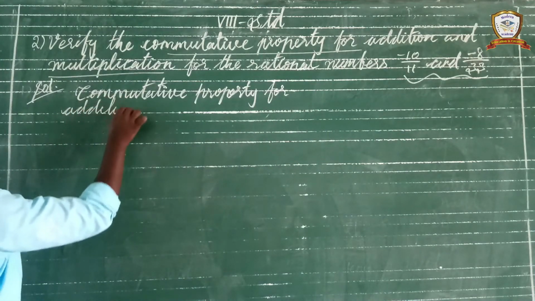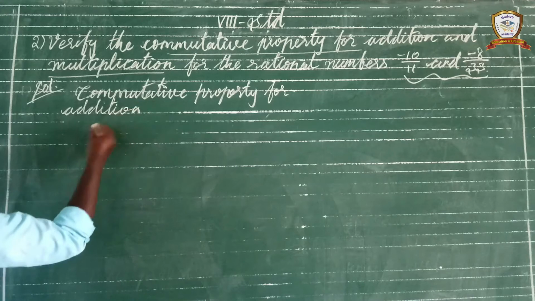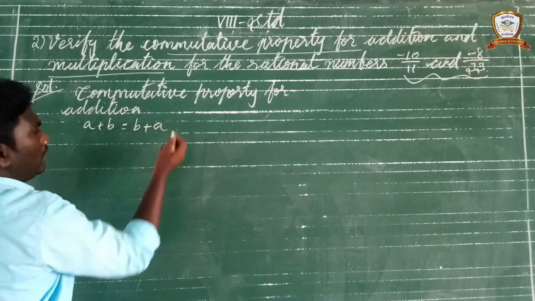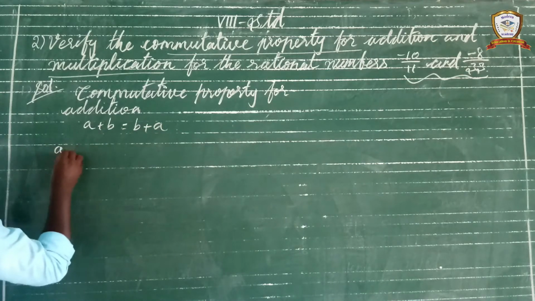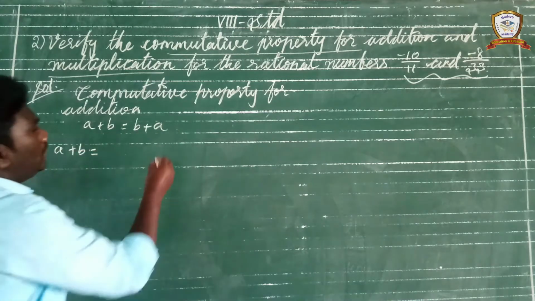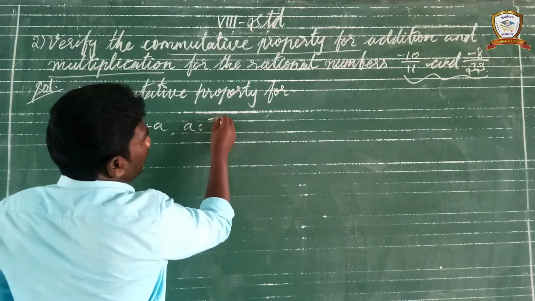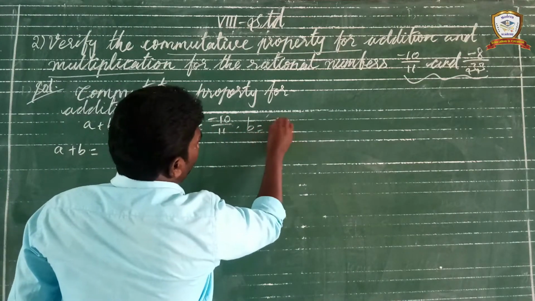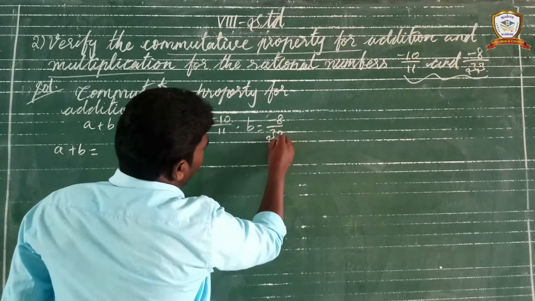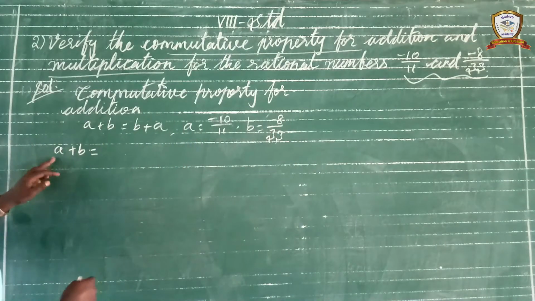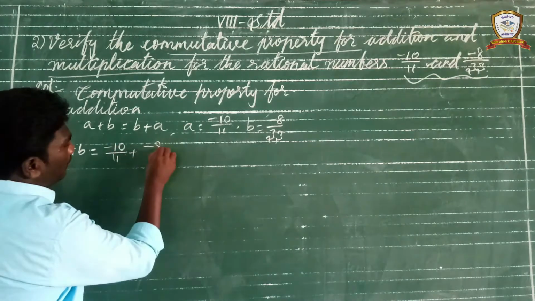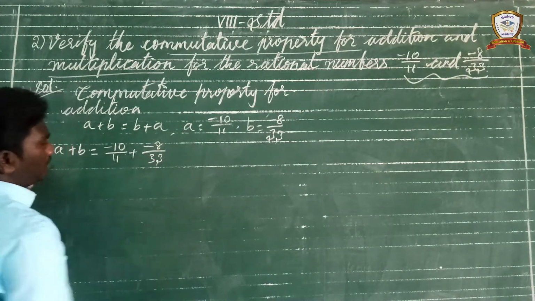Commutative property for addition. Commutative property for addition, what? A plus B is equal to B plus A. First we take LHS. So here A plus B is equal to, here A take minus 10 by 11 and B minus 8 by 33. So here A plus B, A is minus 10 by 11 plus B, minus 8 by 33.